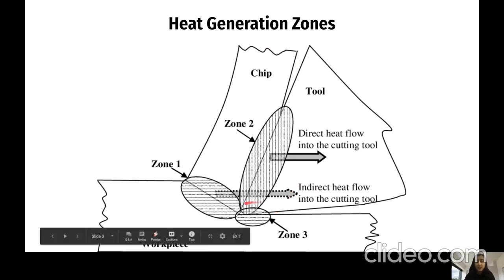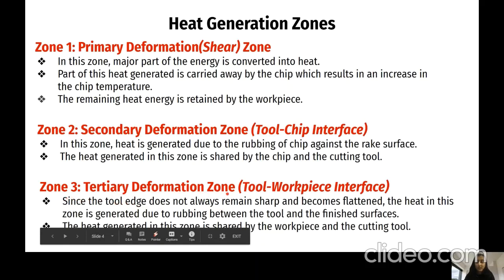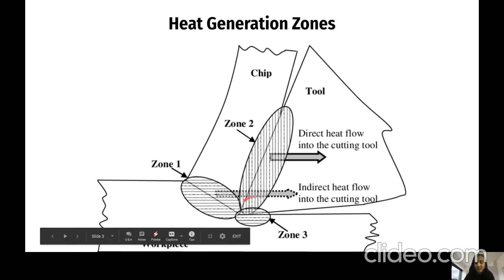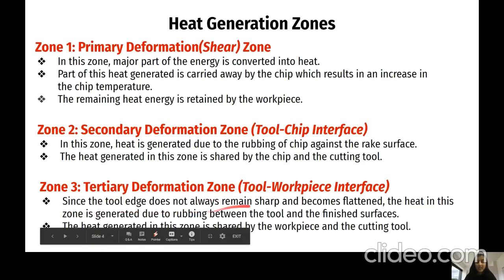The third zone will be along the tool and the workpiece. This is known as the tertiary deformation zone. It is very intuitive that with time, the tool will wear down, and so this edge of the tool will not always remain sharp and will get flattened with time. Hence, in this zone, the heat is generated due to the rubbing between the flattened end of the tool and the finished workpiece. The heat generated in this zone is then shared by the workpiece and the cutting tool.